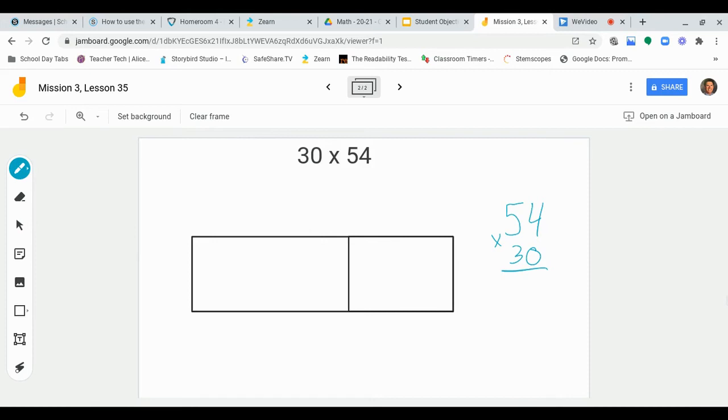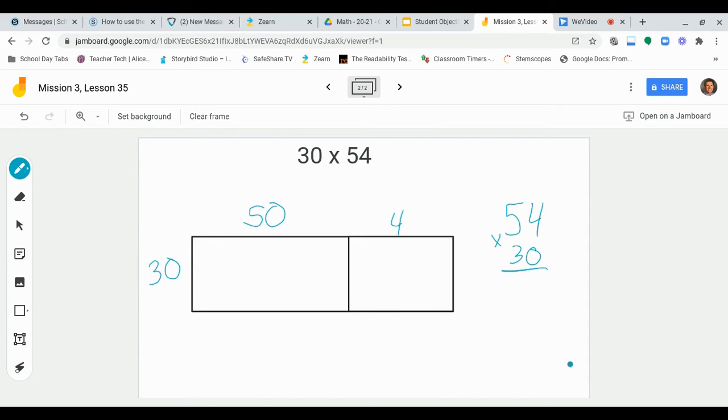So let's say I had 30 times 54. 30 is my multiple of 10, so I'm going to write it off to the side, just like that, 30. And then I'm going to break 54 down into 50, because that's 5 tens, and 4 ones, which is 4. 50 and 4. Now all I'm going to do is multiply. So I need to do 30 times 50 and 30 times 4. I'm just going to start here.